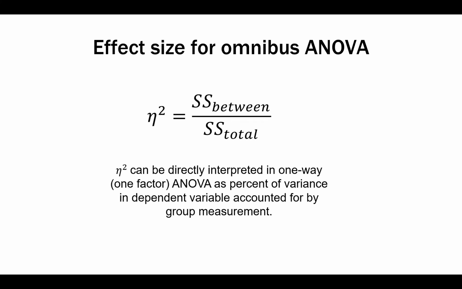Eta looks like a small n, kind of. And it is the sum of squares related to contrast between groups divided by the total sum of squares, which contains all the information in the data set. In the one-factor, one-way ANOVA only, eta squared can be directly interpreted as the percent of variance in the dependent variable accounted for by group membership.